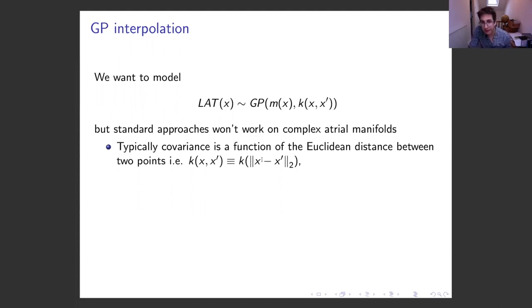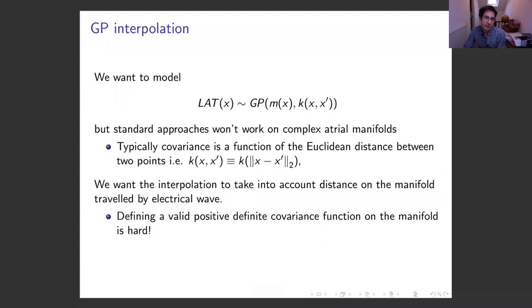Now I said that the covariance function is the key component of Gaussian processes. And the way we typically write down covariance functions is we think of them as a function of the Euclidean distance between points. So the covariance between f at x and f at x prime is typically just some function of the distance between x and x prime. And we have to have k be a positive definite function, and that's a difficult requirement to check and meet. And so we tend to choose from a small set of candidate models.